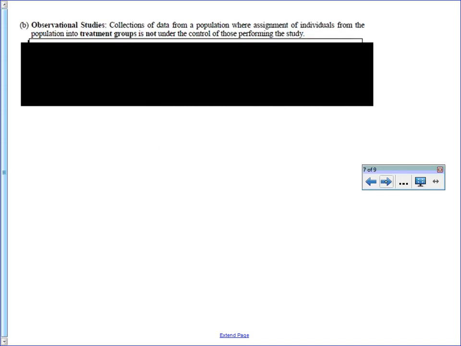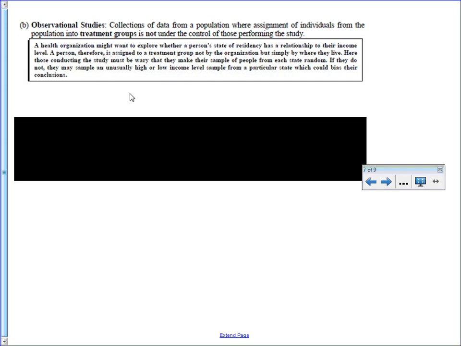Okay. Here's another type, observational studies. So remember, these are all different ways to collect data. Collections of data from a population where assignment of individuals from the population into treatment groups is not under the control of those performing the study. So here's my example. A health organization might want to explore whether a person's state of residency has a relationship to their income level. So state of residency meaning what state they live in. A person, therefore, is assigned to a treatment group not by the organization, but simply by where they live.